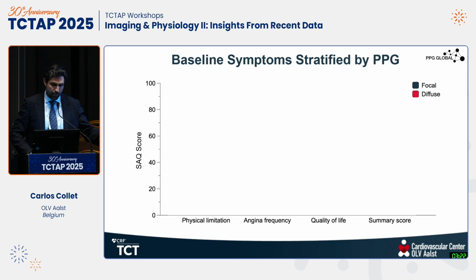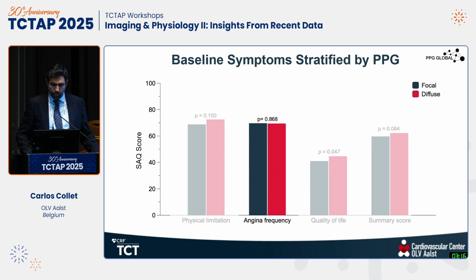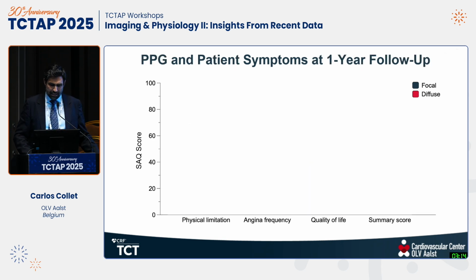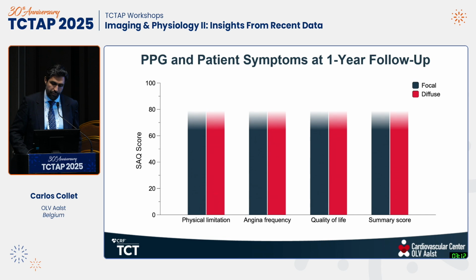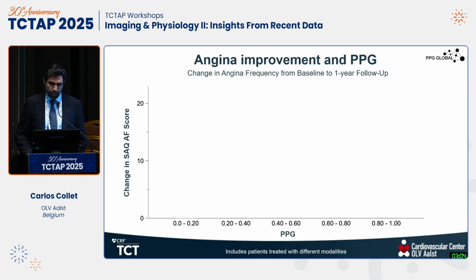Now, these are the main outcomes. These are the Seattle Angina Questionnaire results at baseline. There was no difference in terms of angina frequency. And when we look at the same data at 1-year follow-up, this is what we found. Patients with focal disease felt better and reported significantly less angina compared to those with diffuse disease.